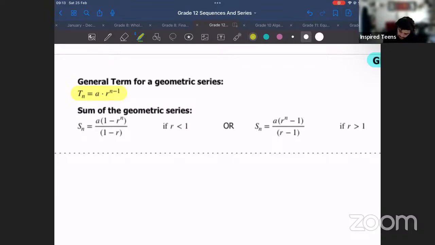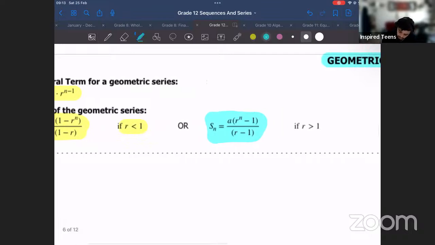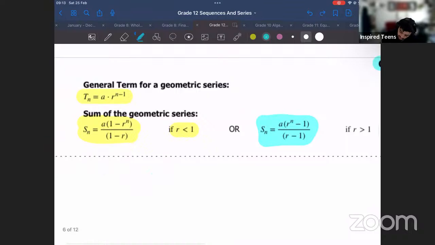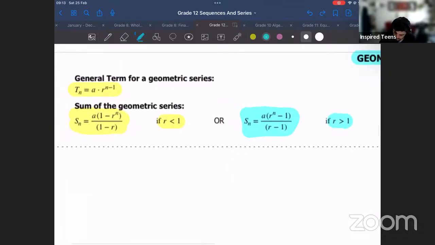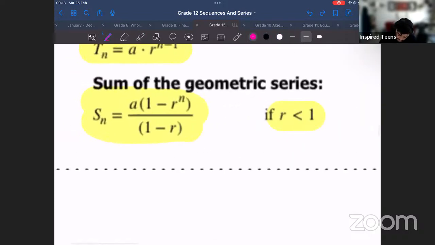Okay, so sum of a geometric series, two possible formulas. So we either use that or we use this. Now you'll notice that they are extremely similar. Okay, what is the difference? So basically, if you're going to have an r that is less than 1, you're going to use this formula. If you're going to have an r that is greater than 1, you should use this formula. Okay, that's basically it.